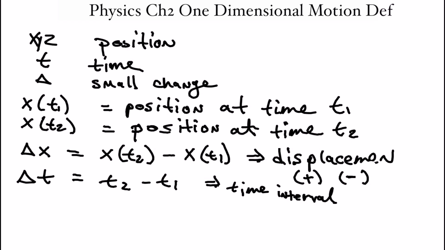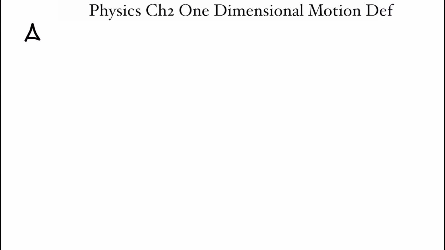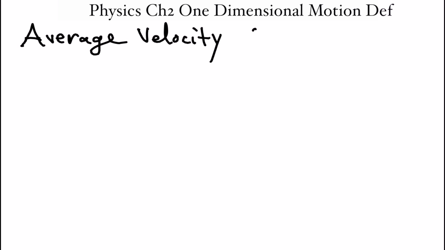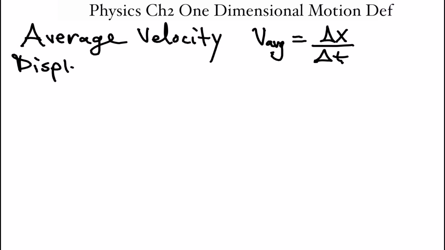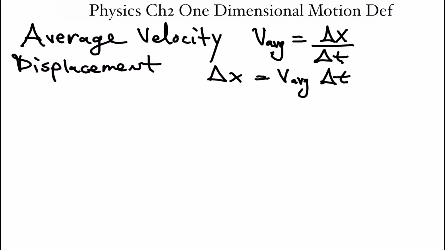Then we can get to average velocity. So let me clear the page and then I'll write it again. So average velocity is denoted by v avg, equals change in x, or change in position, over change in time. Then we have displacement. Again, I'll rewrite it. Change in x equals average velocity times change in time.